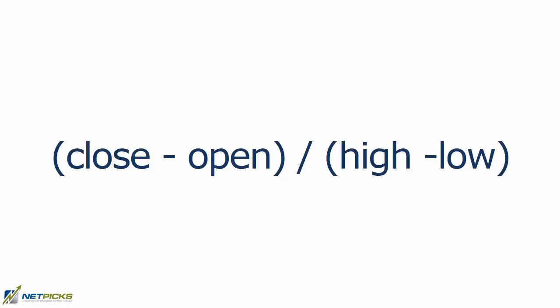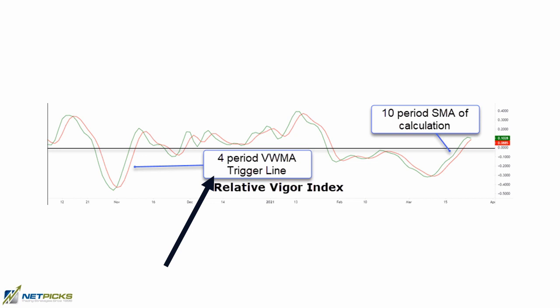And here's the formula for it. It's not rocket science. And of course, you could always change the look back period. So essentially we have the two lines, the red and green lines. And the red line is actually a 4-period volume weighted moving average, and it's generally called a trigger line. The green line, the default setting is 10, and it's a simple moving average calculation for the RVI formula.